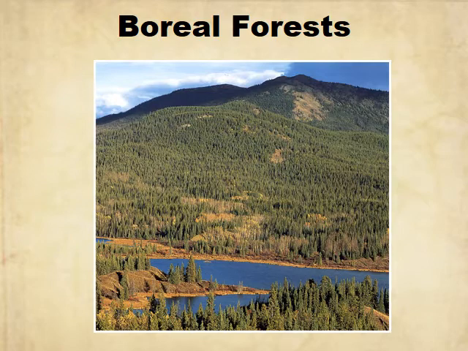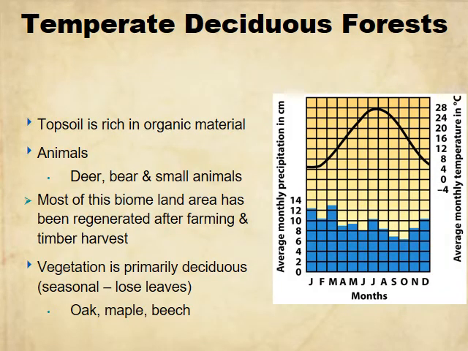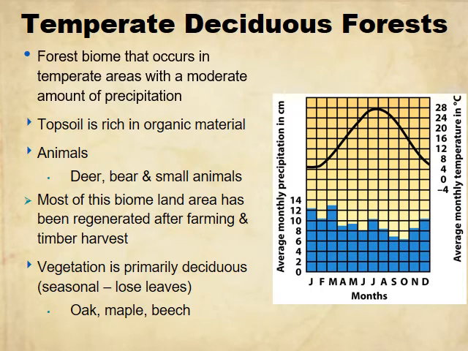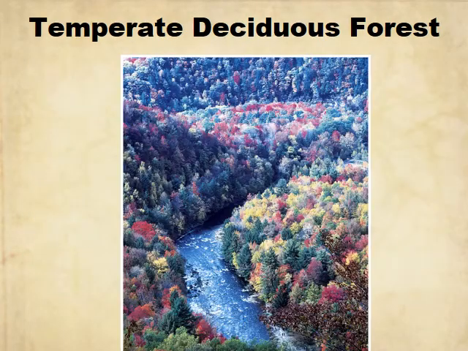Otherwise known as the taiga. Temperate deciduous forest. Temperate meaning that it has these seasons. And if you look, you can see that this temperate deciduous forest is in the northern hemisphere because in the summer months of June, July, and August, that temperature actually increases. And then what we call our winter months in the northern hemisphere, your temperature actually decreases. This is us. Deciduous meaning that the trees lose their leaves.